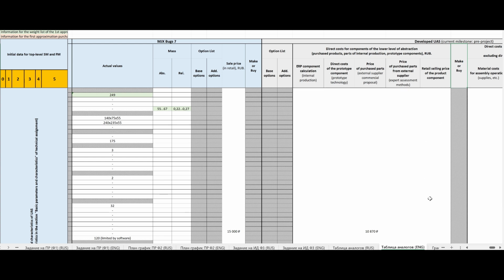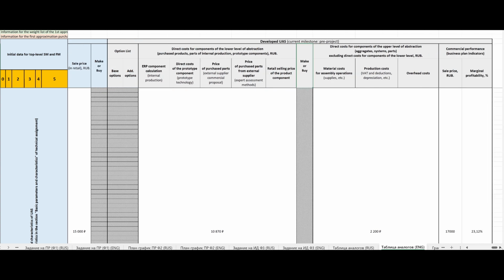Let's consider the final block of the analytic table called developed unmanned aircraft system at current milestone pre-project. It differs at the different milestones. As the name of the block indicates, its content will be adjusted and supplemented at intervals corresponding to the transition to a new milestone of the project. In fact, filling in this block is the applied purpose of forming the table of analytics, except for the general formation purpose which we discussed above.